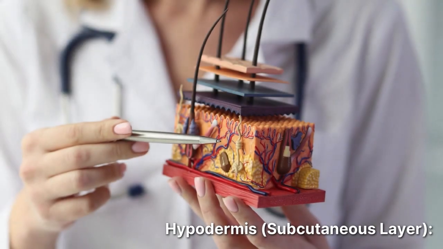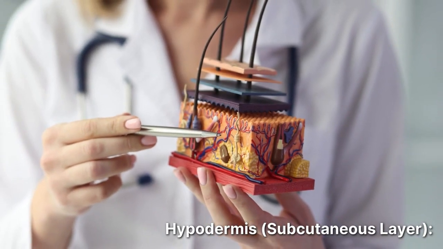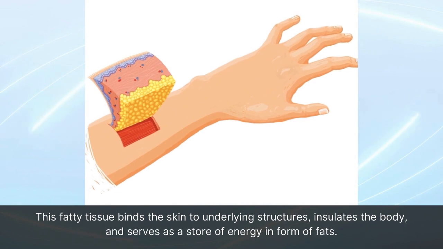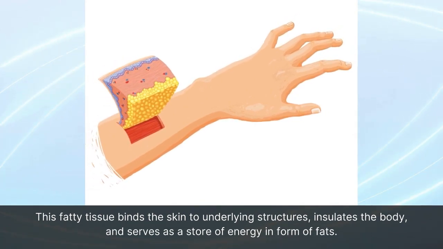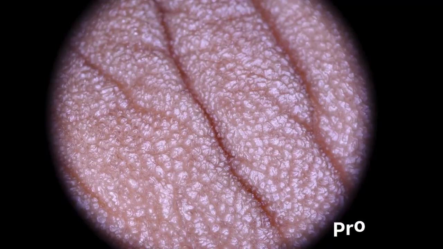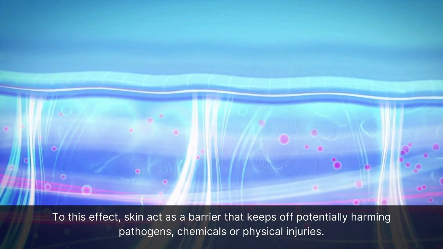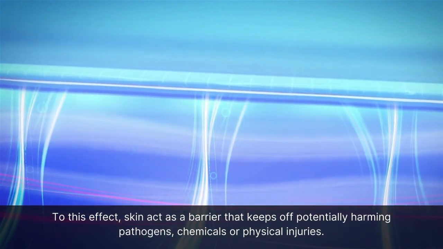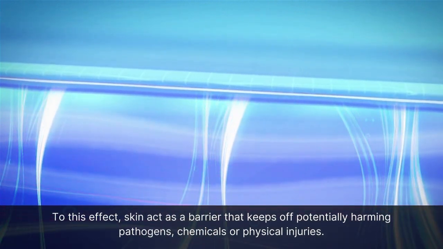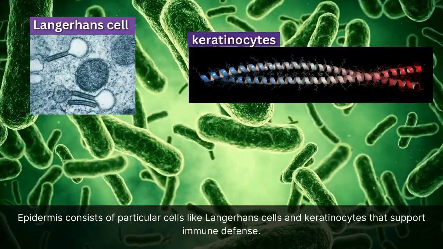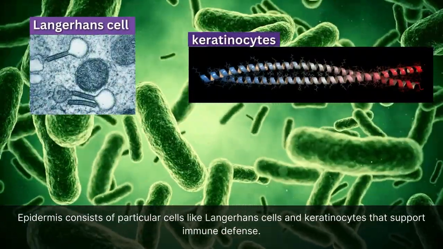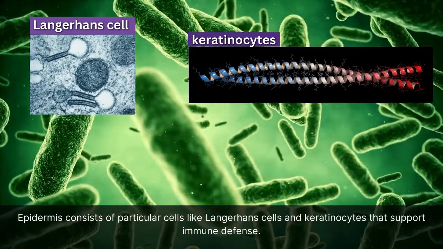Hypodermis. The fatty tissue binds the skin to underlying structures, insulates the body, and serves as a store of energy in the form of fats. Functions of the skin: protection. To this effect, skin acts as a barrier that keeps off potentially harmful pathogens, chemicals, and physical injuries. Epidermis consists of cells like Langerhans cells and keratinocyte cells to support the immune defense.